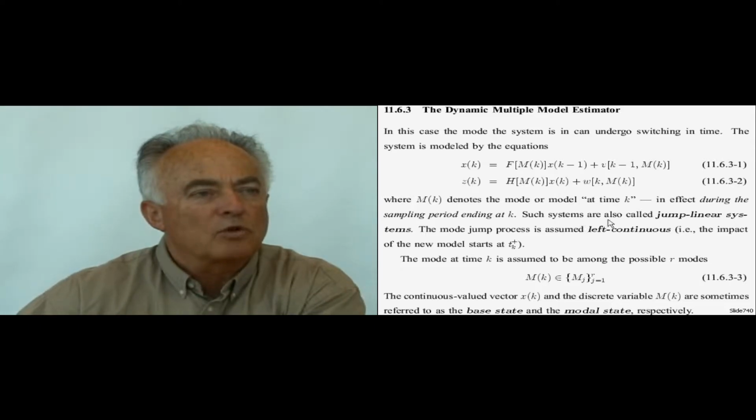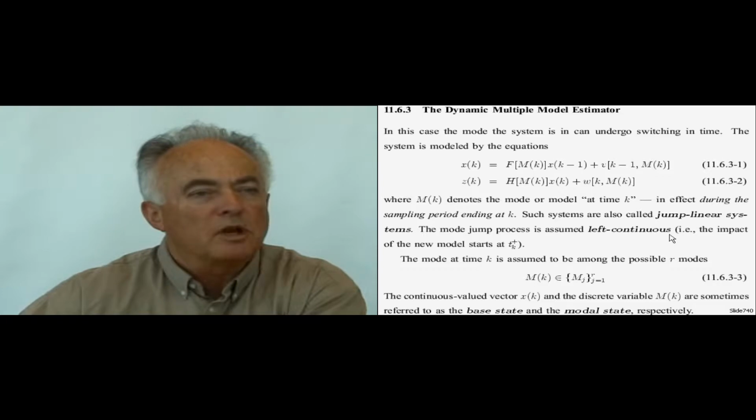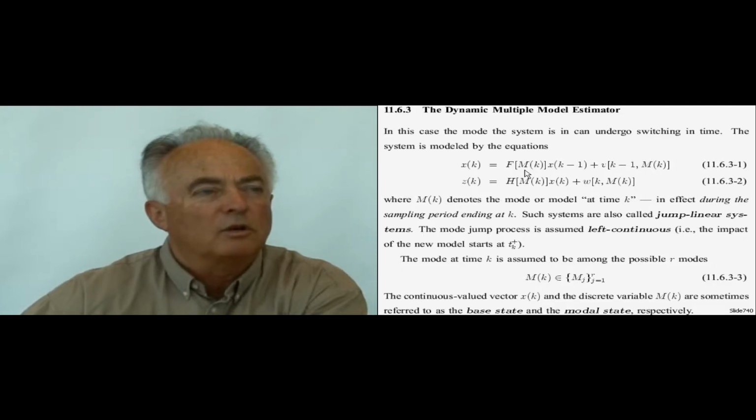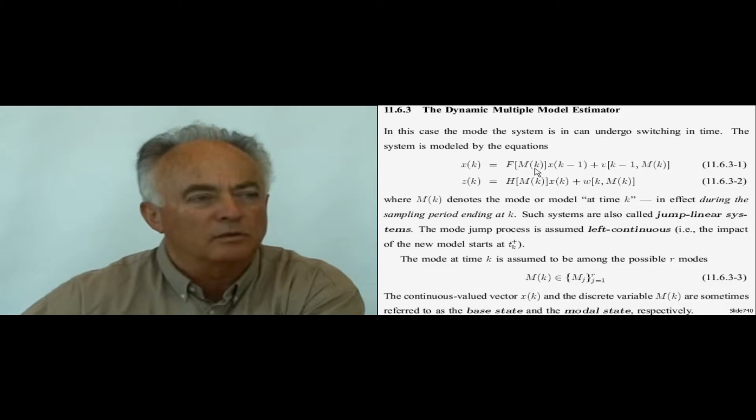Such systems are also called jump linear systems, and our mode jump process is assumed to be left continuous, i.e. the impact of the new model starts at t k minus 1 plus and goes on until tk, and this same model or mode is constant during a sampling interval, which starts at t k minus 1 plus and ends exactly at tk, and this is why we have an mk here and we have an mk here.